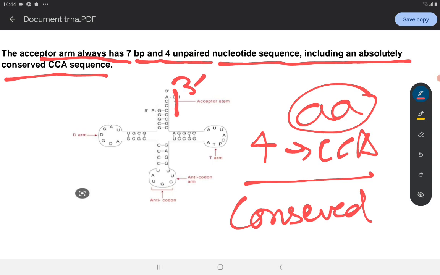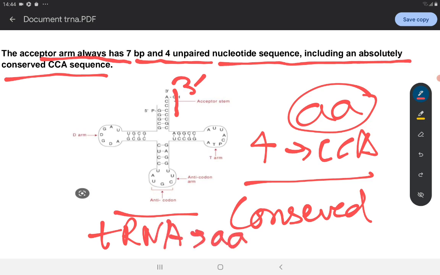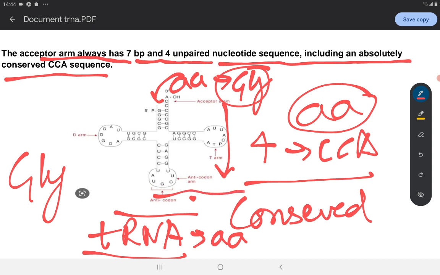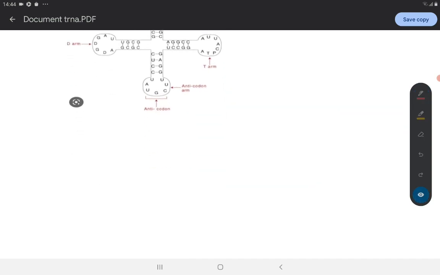Every tRNA is specific for one amino acid. For example, let us say that this tRNA is specific for glycine, right? Glycine amino acid. So this CCA will be connected to the amino acid Gly, glycine, right? Glycine will come and join here, and that glycine will be inserted into a protein or a peptide through this transfer RNA. So let's move on.